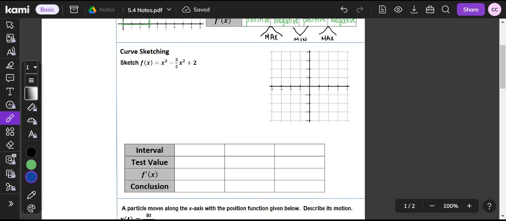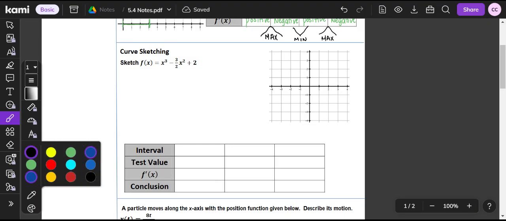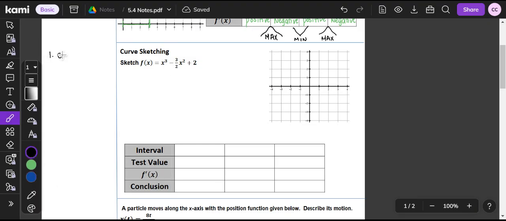Okay, so the first step in all of this is determine the critical points. So step 1, critical points. And remember that is where the derivative is equal to 0 or it is undefined. So the first thing I need to do is take the derivative of this function. And I'm going to get 3x squared minus 3x, just like that. Okay, and then to determine the critical points, I am going to set this equal to 0 and try and solve it.